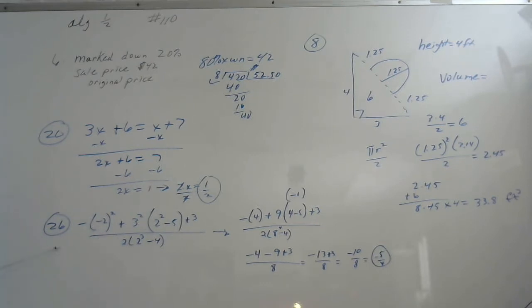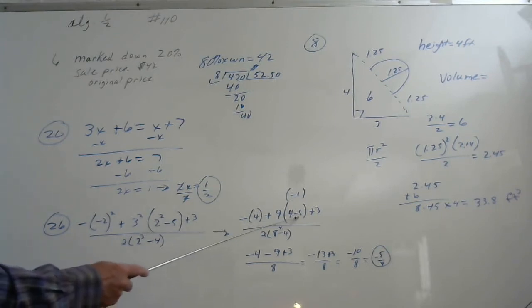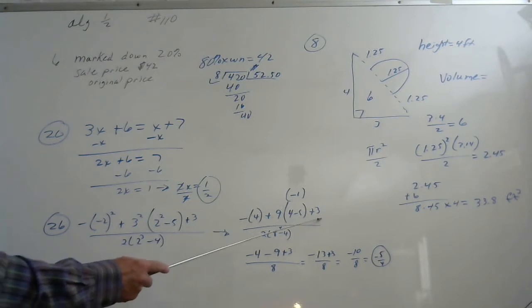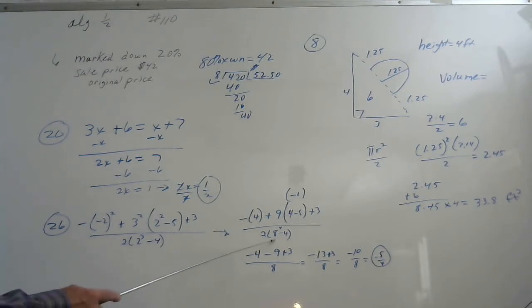Next problem is problem 26. First I solved everything inside of the parentheses, or I did all my exponents. So this is negative 2 times negative 2 is 4, 3 squared is 9, 2 squared is 4 minus 5, which is a negative 1, plus 3, over 2 times 8, minus 4. Well, 8 minus 4 is 4. So then I've got this. So then I go negative 4.